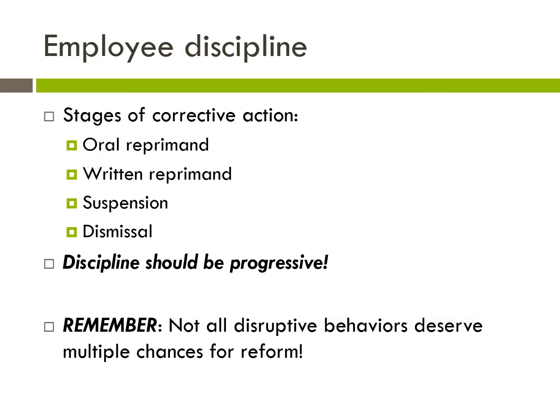Employee discipline is corrective action taken against employees who fail to meet standards and perform the requirements of their job and/or fail to comply with the agency's policies, procedures, rules, or directives governing employee conduct. Discipline should be progressive, a progressive series of warning steps, and each gradual warning step carries more intense corrective action. Some stages of corrective action may include oral reprimand, written reprimand, suspension, and dismissal. Again, discipline should be progressive. And remember, not all disruptive behaviors deserve multiple chances for reform.